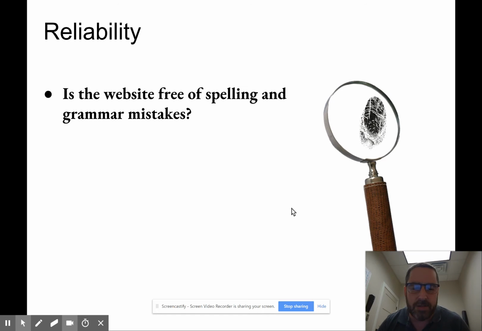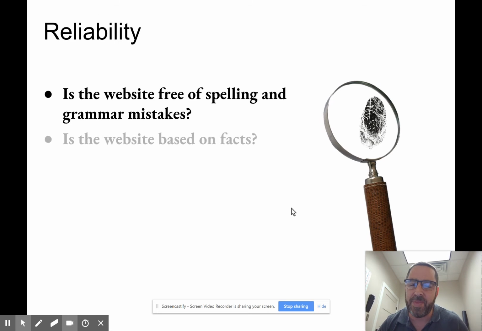The second thing that this will tell you is that the person maybe doesn't really value this website or the information, because they haven't gone through the simple step of using spell check and grammar check, which is incredibly easy to use, even if they're too lazy to actually proofread it themselves.